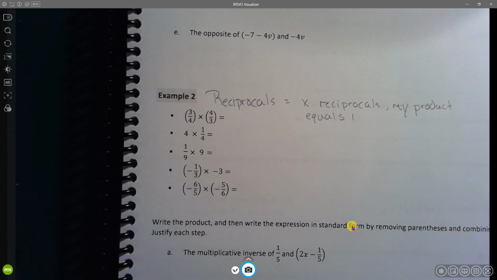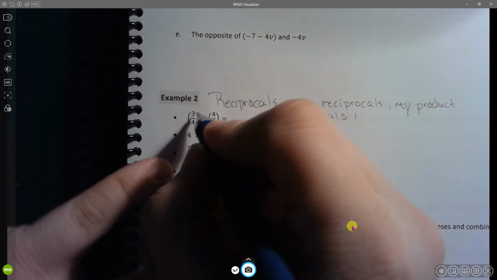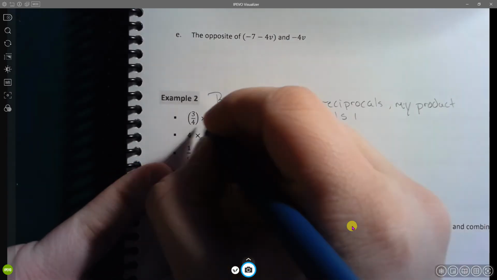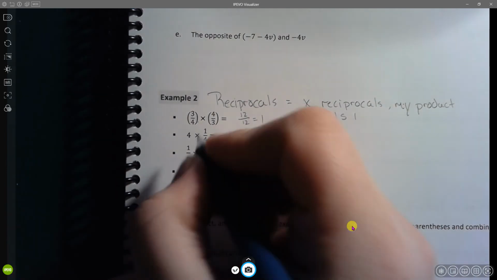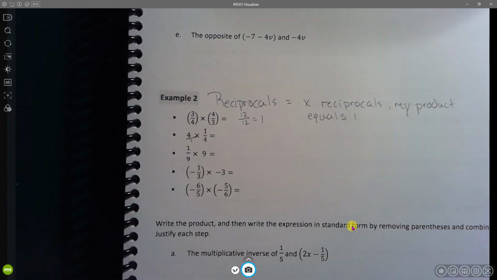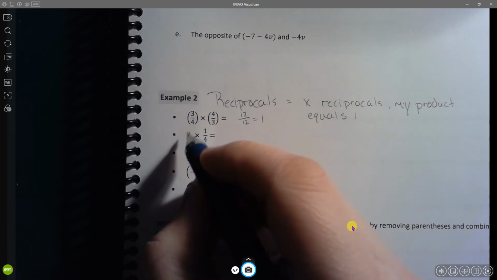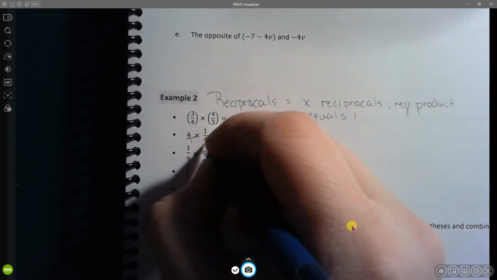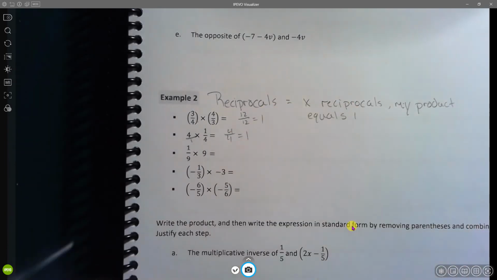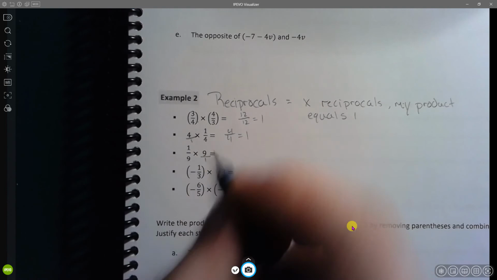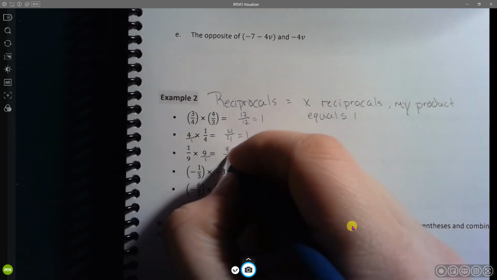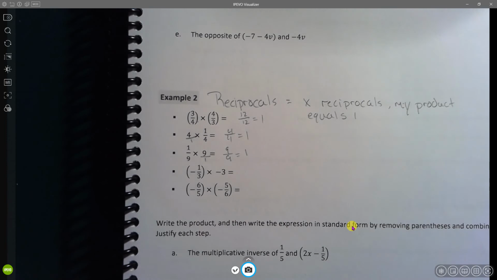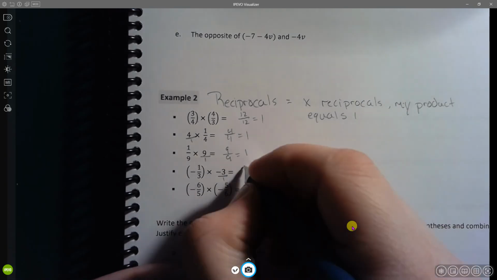Okay, so 3 times 4 is 12. 4 times 3 is 12. 12 divided by 12 is 1. Okay, then I got to convert 4 to a fraction. 4 times 1 is 4. 1 times 4 is 4. 4 divided by 4 is 1. So again, convert this to a fraction. 1 times 9 is 9. 9 times 1 is 9. 9 ninths is 1. All right, convert this to a fraction again. 1 times a negative 3 is a negative 3.